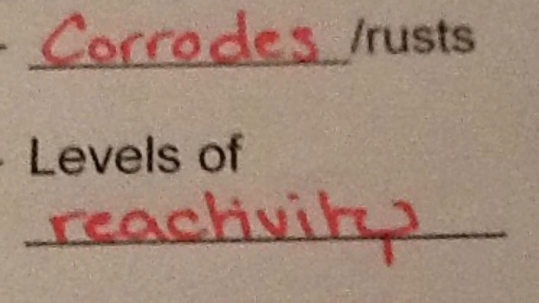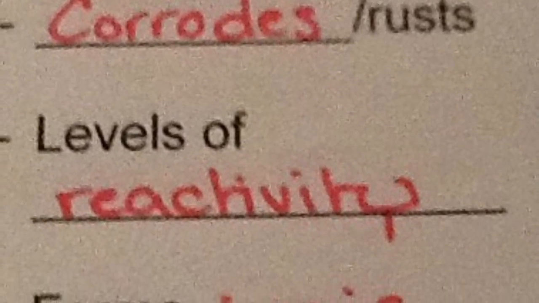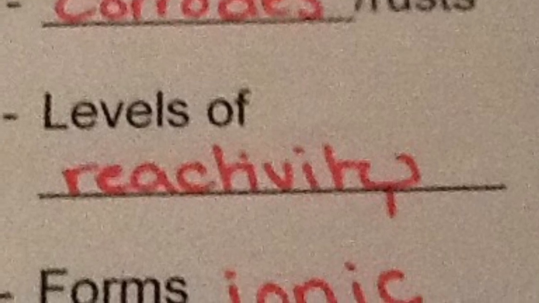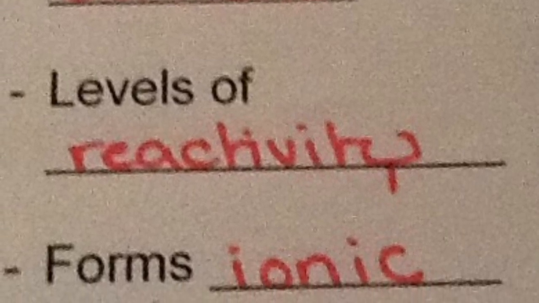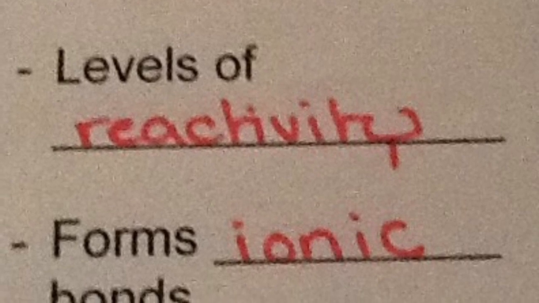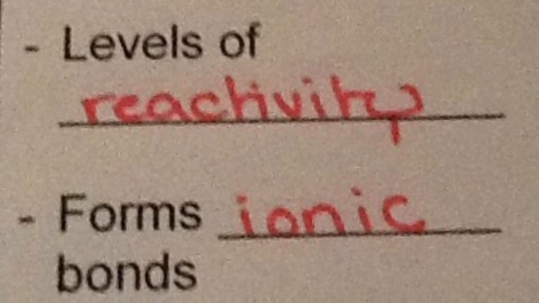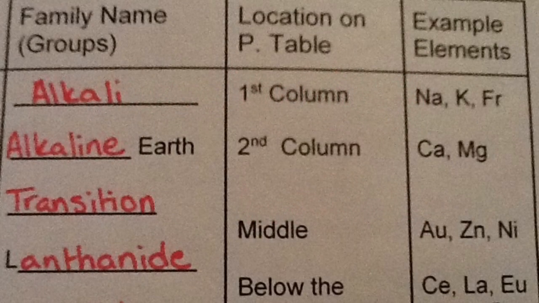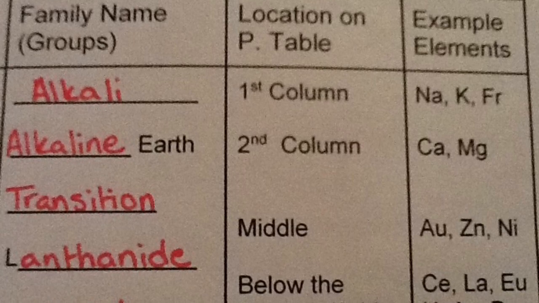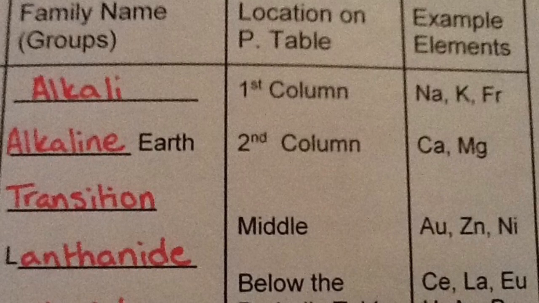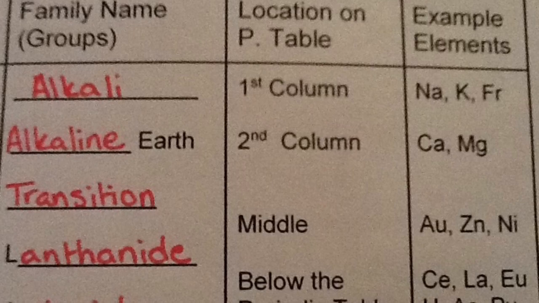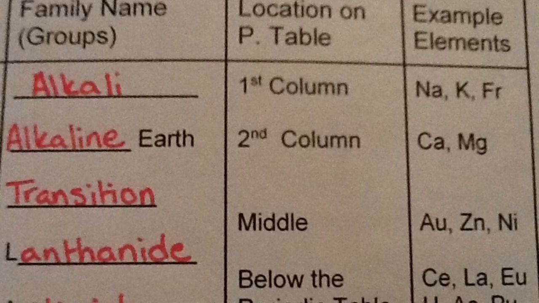Chemical properties of a metal are that it can corrode or rust. It has varying levels of reactivity with other elements, and it can form an ionic bond. There are specific families or groups on the periodic table that are classified as metals. Remember that a family or group is a vertical column on the periodic table.